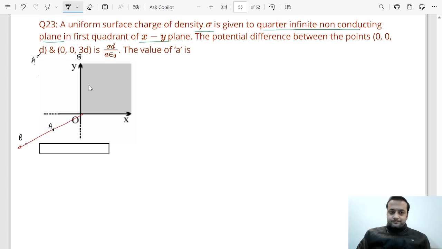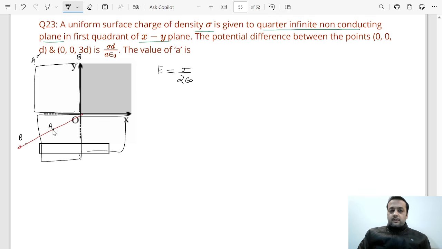Now look, if I imagine one more quarter sheet here, in the xy plane, and here also one more quarter sheet, so basically the whole xy plane will become a full infinite sheet, right? And for an infinite sheet, we know that the electric field is sigma upon 2 epsilon naught. This is the electric field.